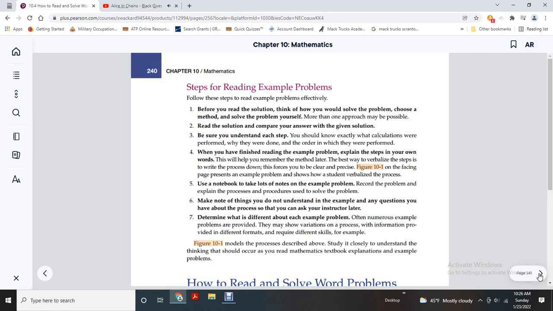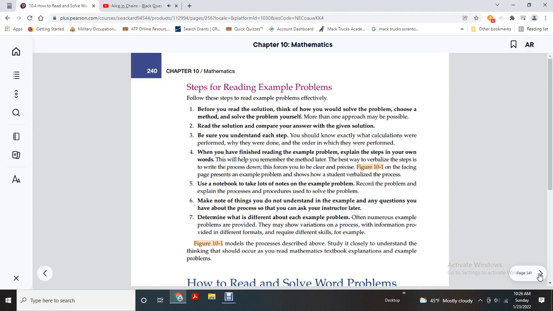Steps for reading example problems. Follow these steps to read example problems effectively. 1. Before you read the solution, think of how you would solve the problem. Choose the method to solve the problem yourself. More than one approach may be possible. 2. Read the solution and compare your answer with the given solution. 3. Be sure to understand each step.